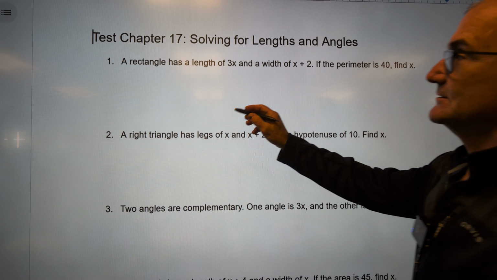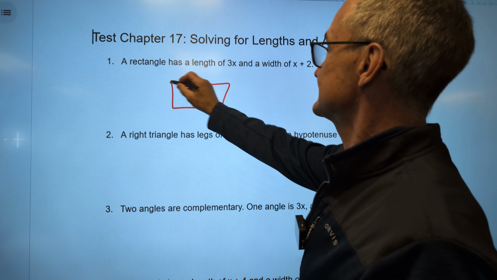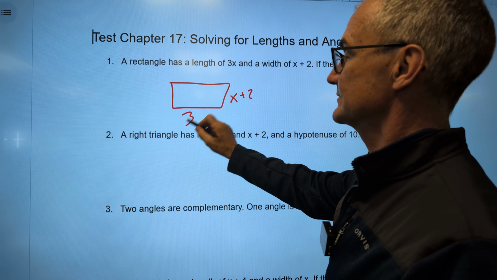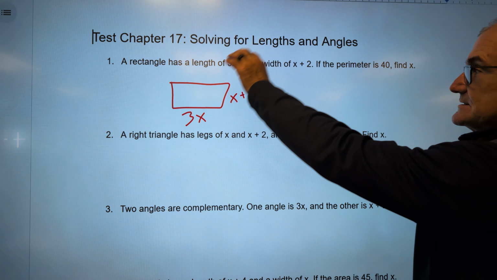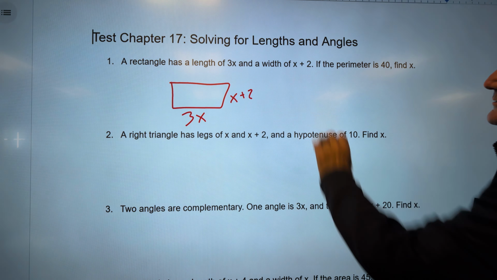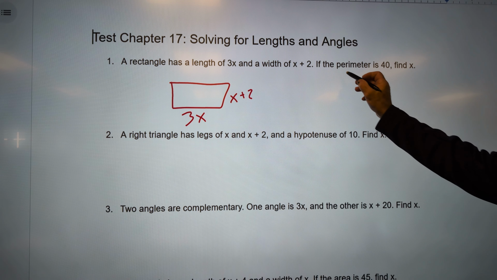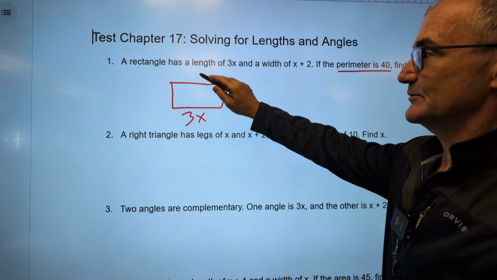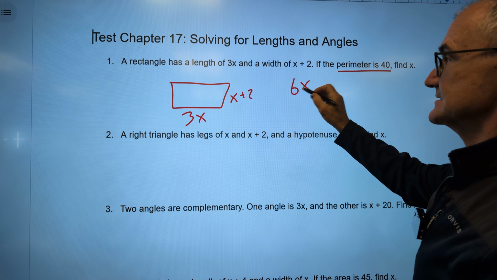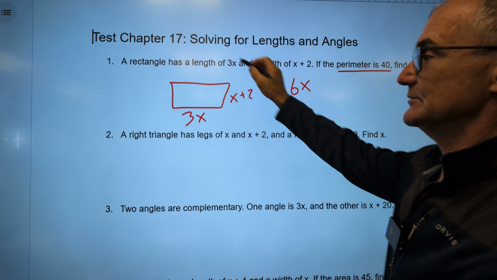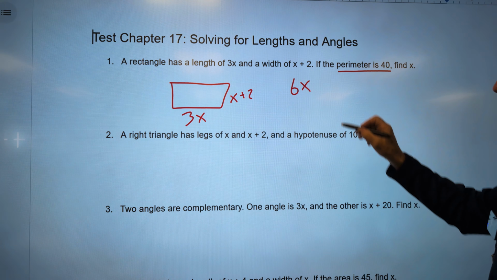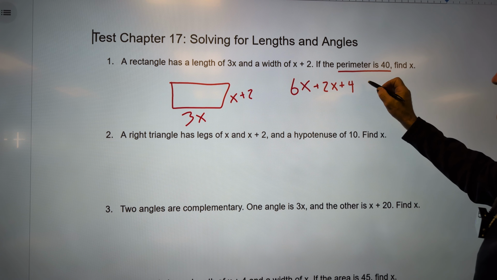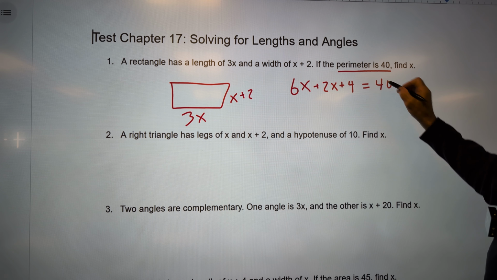A rectangle has a length of 3x and a width of x plus 2. Remember, we're converting the sentence to a picture, then the picture to an equation. If the perimeter is 40, so all the way around, 3x plus 3x is 6x, x plus 2, and another x plus 2, so that'll be 2x plus 4 is 40.